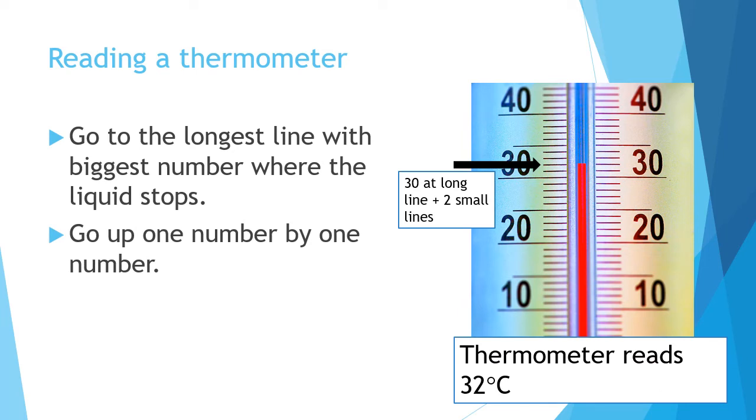Okay, and then once we stop at 30, we have to go at the smaller line. So here we go up the small line. So 31, kami lihat masih ada the red liquid. That's not where it stops. 32, so 32 is where it stops. So artinya the thermometer reads 32 degrees Celsius. So 30 at the long line, 2 small lines, so 32 degrees Celsius.